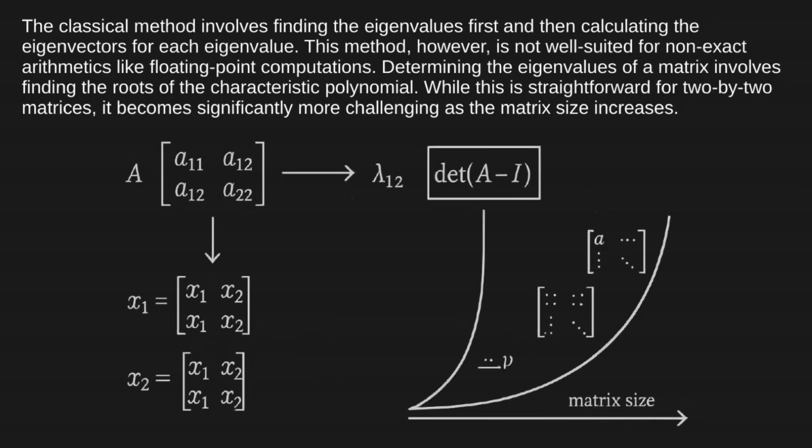The classical method involves finding the eigenvalues first and then calculating the eigenvectors for each eigenvalue. This method, however, is not well suited for non-exact arithmetics like floating-point computations. Determining the eigenvalues of a matrix involves finding the roots of the characteristic polynomial. While this is straightforward for 2x2 matrices, it becomes significantly more challenging as the matrix size increases.